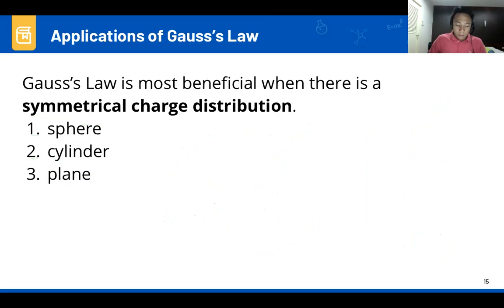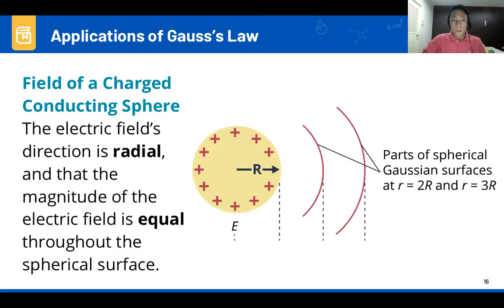Let's do some examples. Let's apply Gauss's law. We will start with the sphere. The electric field's direction is radial, okay? And the magnitude of the electric field is equal throughout the spherical surface. That's why it's called symmetrical, right?